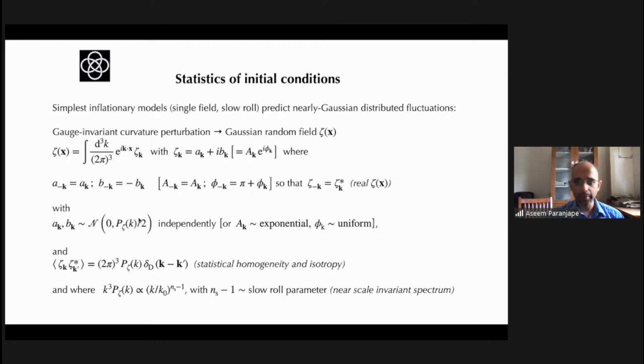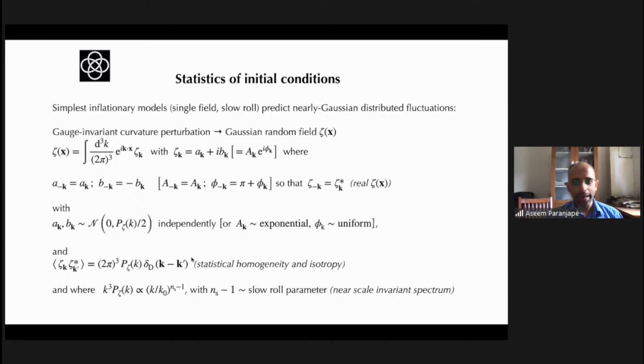And written like this, what will happen is that if I take the 2-point function of zeta with itself for two different values of k, I will see that if k is not equal to k prime, then these two quantities will be uncorrelated with each other, or because this is a Gaussian field, they'll be independent of each other. And if they are the same, then I will find that the variance of this zeta k is given by this function P zeta of k.